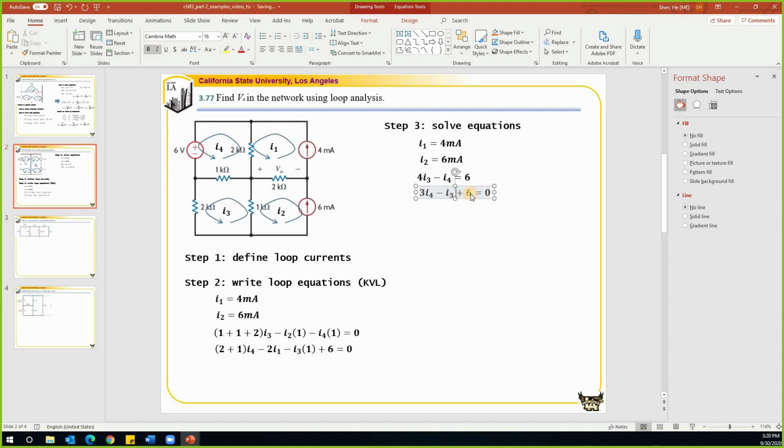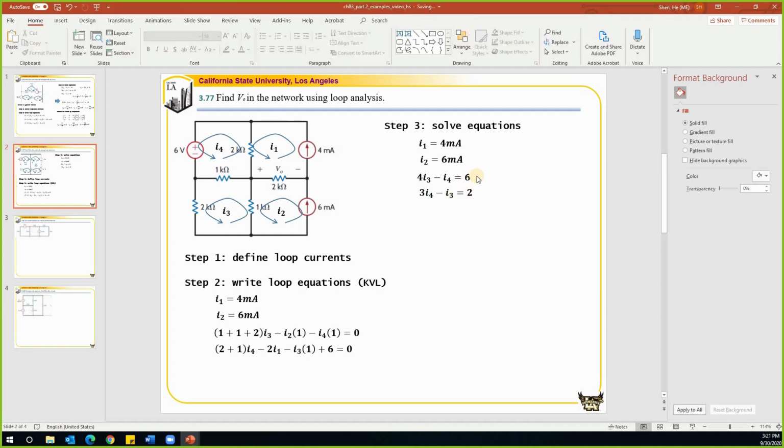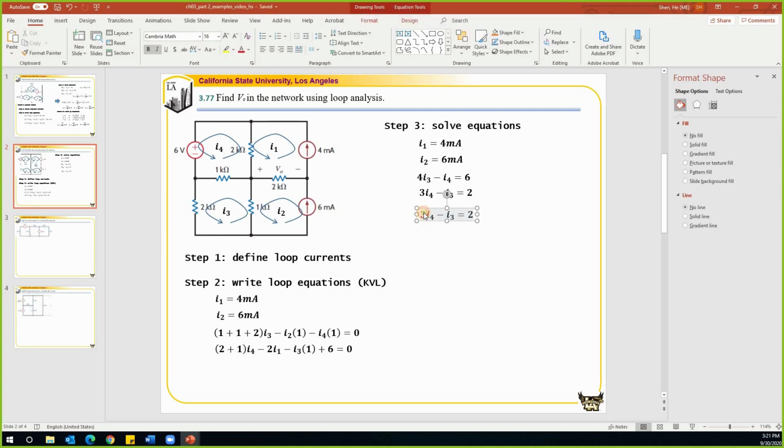And we put 2 to the right hand side, that will give us 2. By comparing these 2 equations, if we multiply the first equation by 3 and add to the second equation, that will help us to find I3. So that is 11 I3. That is equal to the right hand side, 3 times 6, 18 plus 2, that is 20. So that is how we find I3. It's 20 over 11.